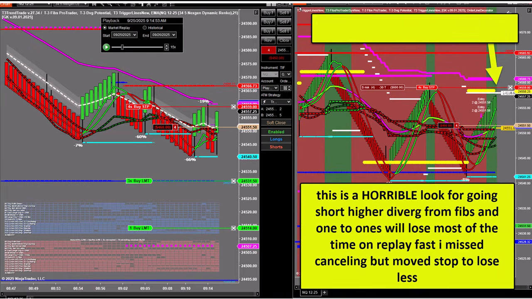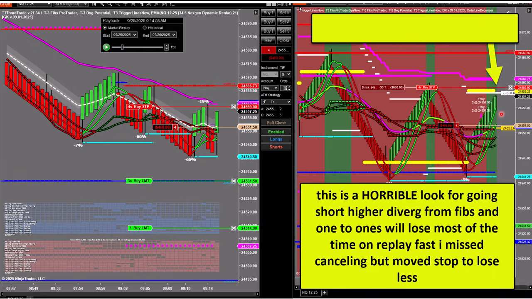And then ultimately, the system went short here, and I put the stop above the 1-to-1s and above the 34.5 reversible marker. So it's going to lose like $150 a contract if it does, which it probably will, because as I wrote down here, this is the most horrible look for going short. We had divergence and higher divergence from a fib and from 1-to-1s. You can almost guarantee yourself a loss if you go short into double divergence from fibs and 1-to-1s, especially a higher divergence. It's just a guaranteed loser.